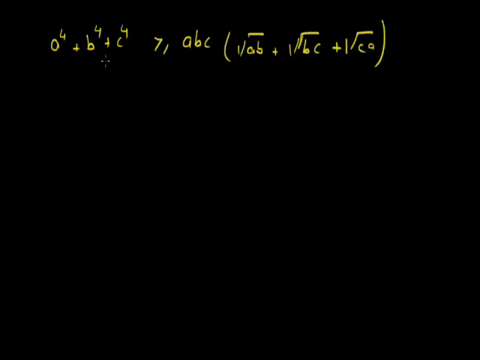a to the power 4 plus b to the power 4 plus c to the power 4 is greater than or equal to abc times (root ab plus root bc plus root ca). Now we have to prove that a^4 plus b^4 plus c^4 is greater than or equal to abc times (under root of ab plus bc plus ca), where a, b, c are real positive. Now it's again very difficult to visualize how to solve this problem using AM-GM.